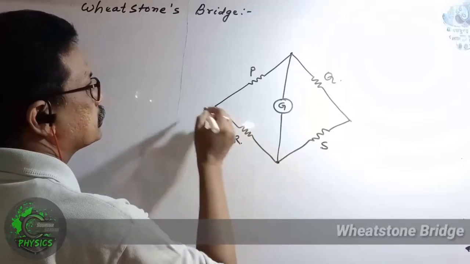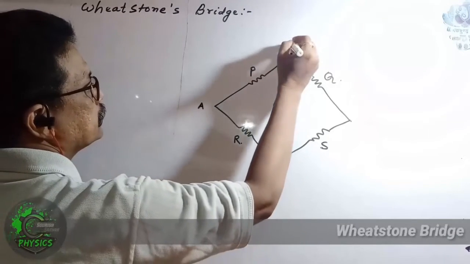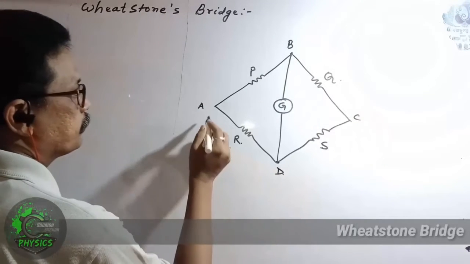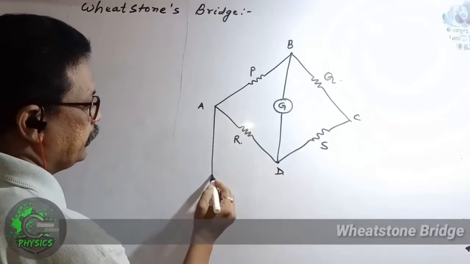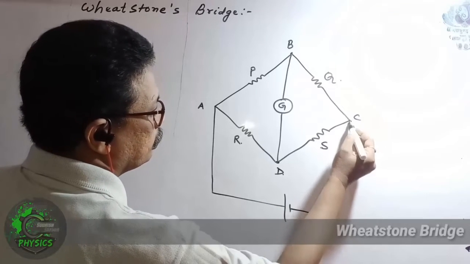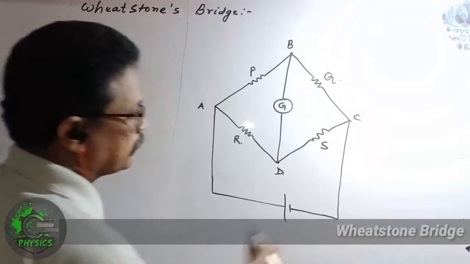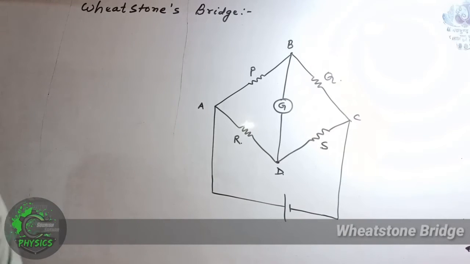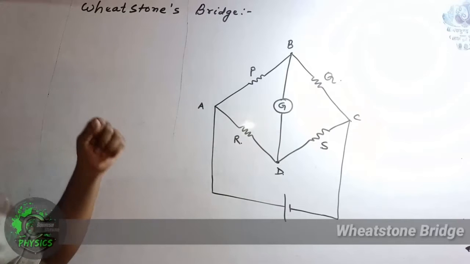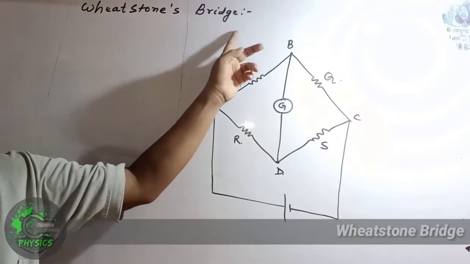two junctions. Suppose this point is A, this is B, this is C, and this is D, and between A and C we connect a cell. This type of network of resistances is used in the Wheatstone bridge.